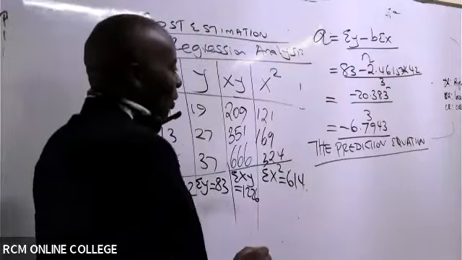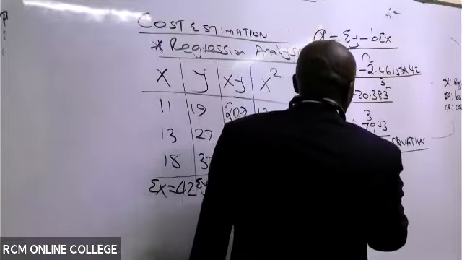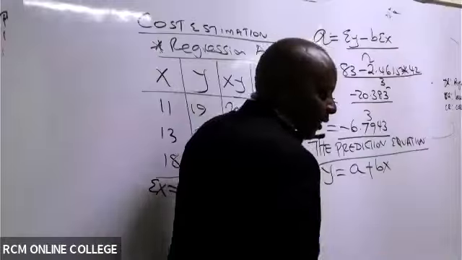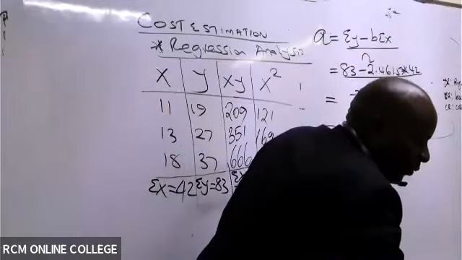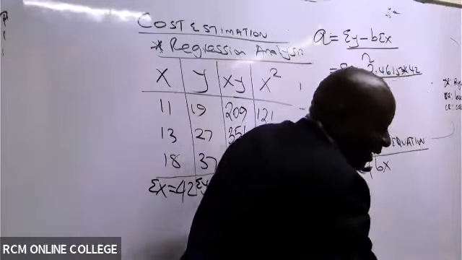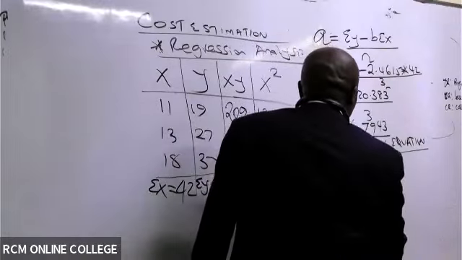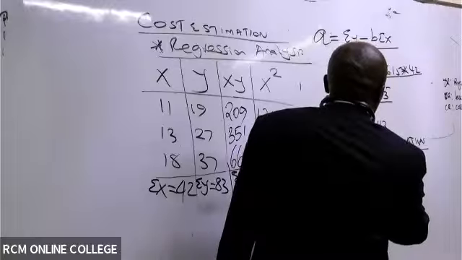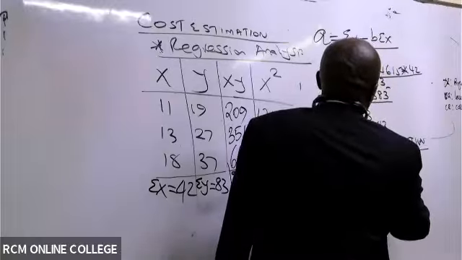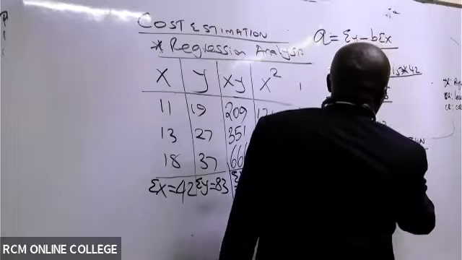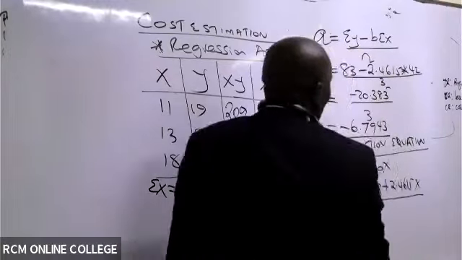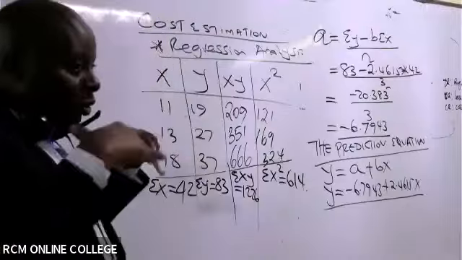The prediction equation. We know that our equation goes like this: Y equals A plus Bx. So my y will be equal to A, which is minus 6.7943, plus B, which is 2.4615 x, like that. Because the moment you get the values of A and B, you simply substitute them in there.